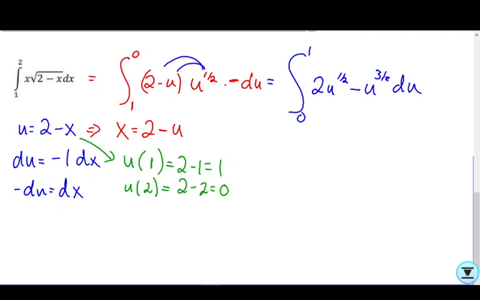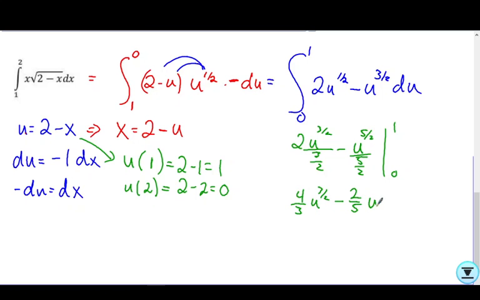All right, so now we're going to evaluate my definite integral. So we take the antiderivative. So this is going to be 2u to the 3 halves divided by 3 halves minus u to the 5 halves divided by 5 halves. And then we evaluate it from 0 to 1. Okay? Then we're going to simplify this a little bit more, so it makes it easier. Dividing by 3 halves, so this ends up being 4/3 u to the 3 halves minus 2/5 u to the 5 halves from 0 to 1.